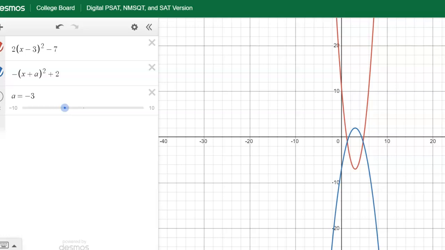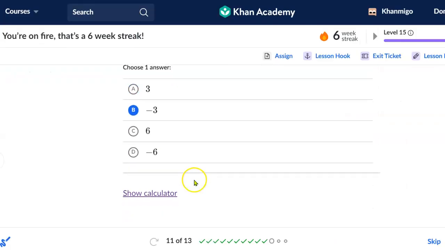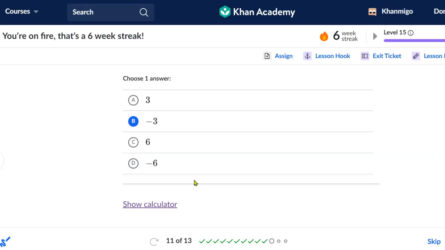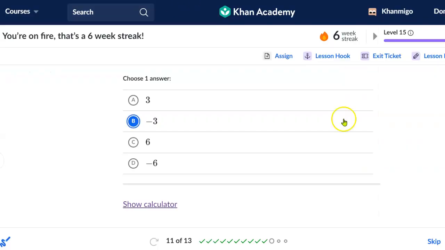-3. I mean, how do you know it's -3 and it's not like 2.9 or something like that? Well, actually, you can tell based on the answers that they provide here that none of the answers are really close together. So, yeah, axis of symmetry there, definitely you need a to equal -3.